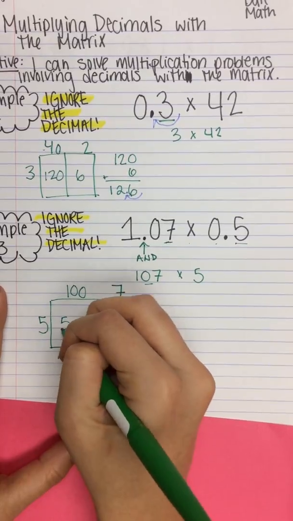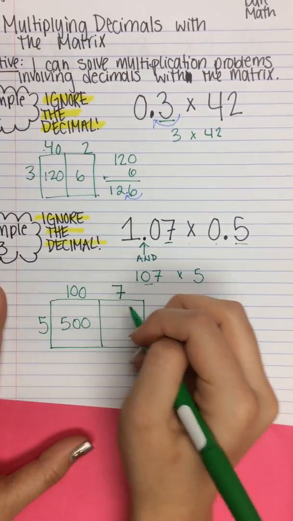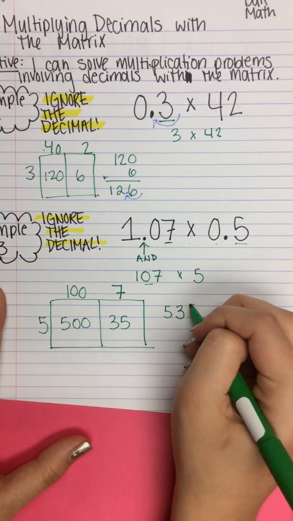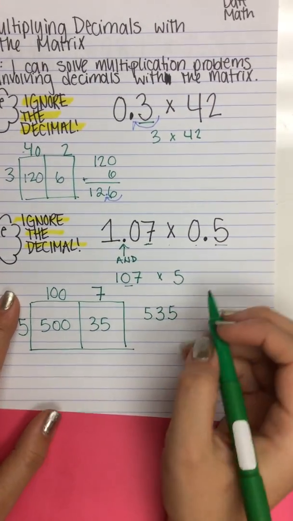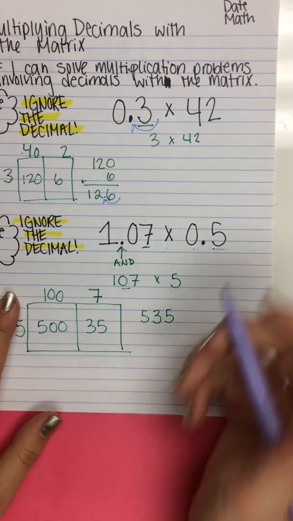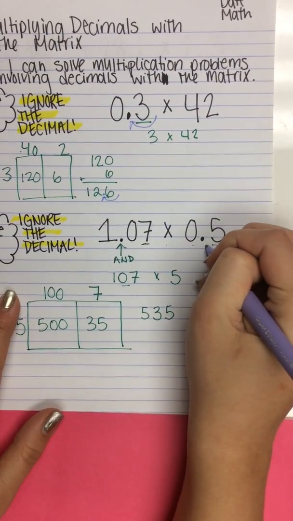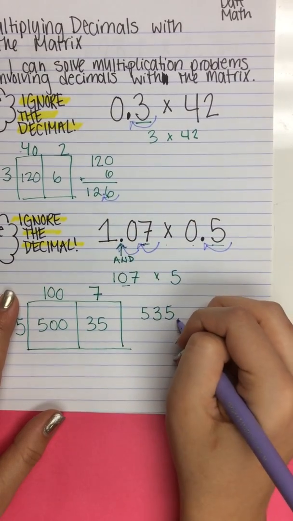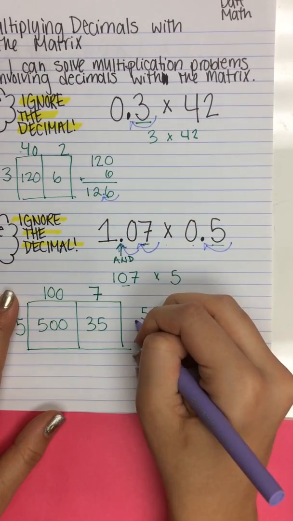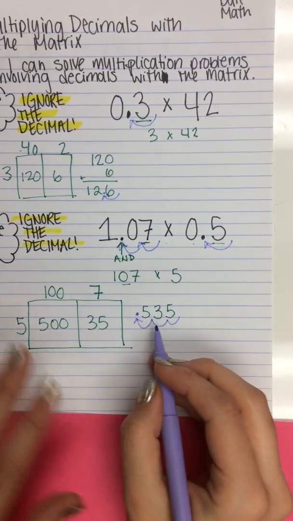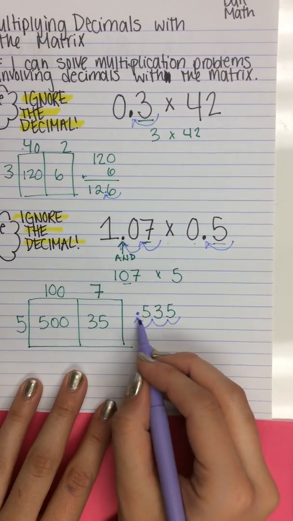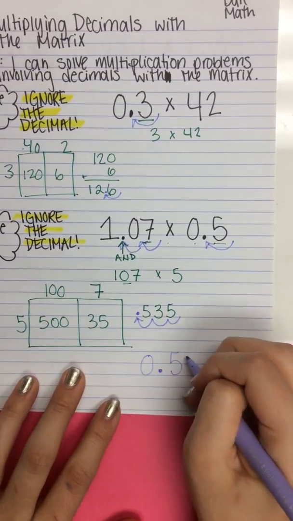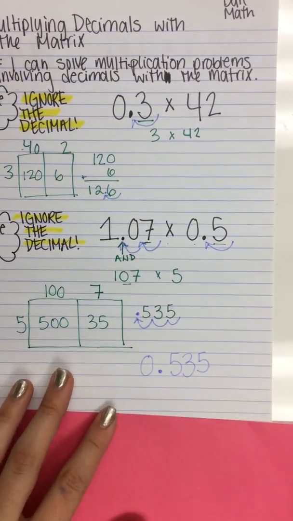5 times 1 is 5, 2 zeros. 5 times 7 is 35. This becomes 535. And now I need to go back and place my decimal. So I have 1, 2, 3. 1, 2, 3. Put my decimal. What happens when my decimal is at the very beginning of my number? I need to throw that 0 back in there. That is telling me that I have no whole numbers.